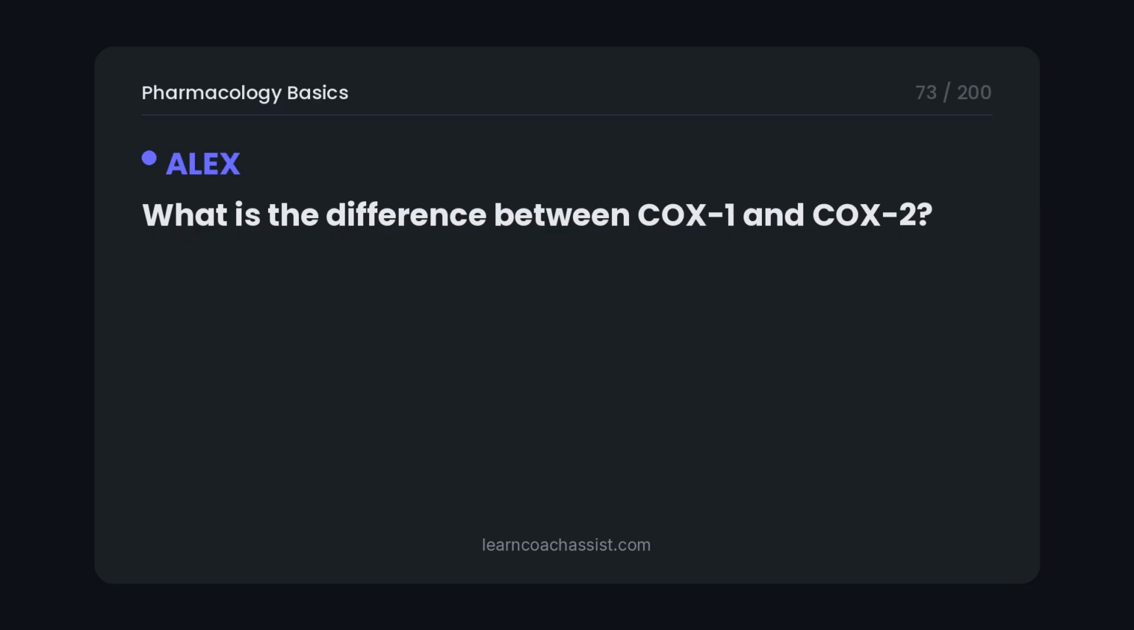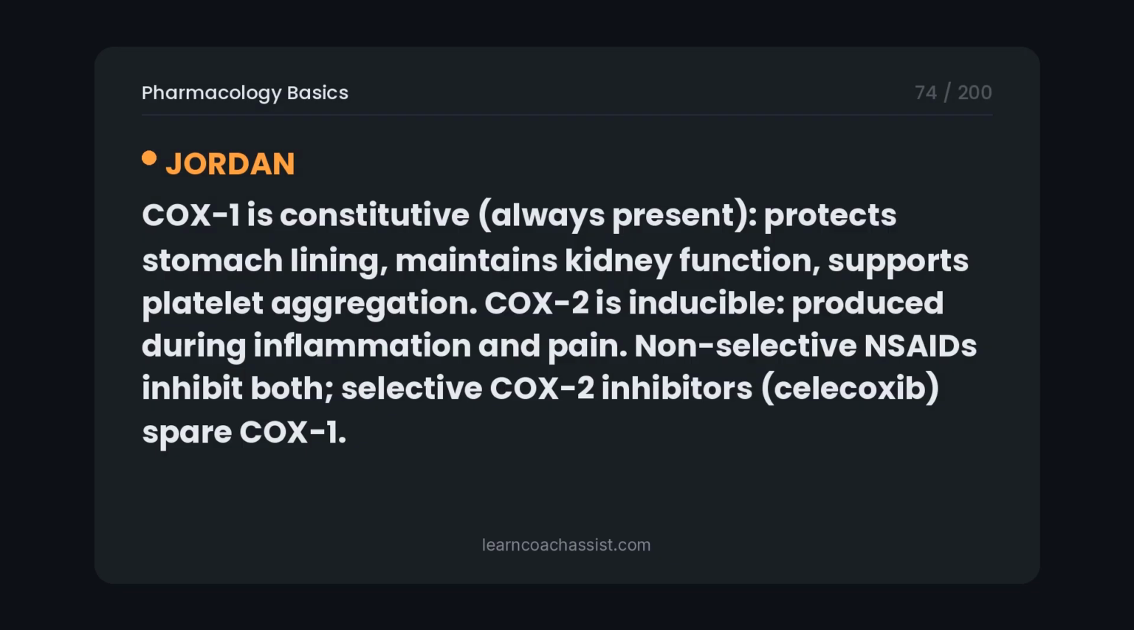What is the difference between COX-1 and COX-2? COX-1 is constitutive, always present, protects stomach lining, maintains kidney function, supports platelet aggregation. COX-2 is inducible, produced during inflammation and pain. Non-selective NSAIDs inhibit both. Selective COX-2 inhibitors, celecoxib, spare COX-1.